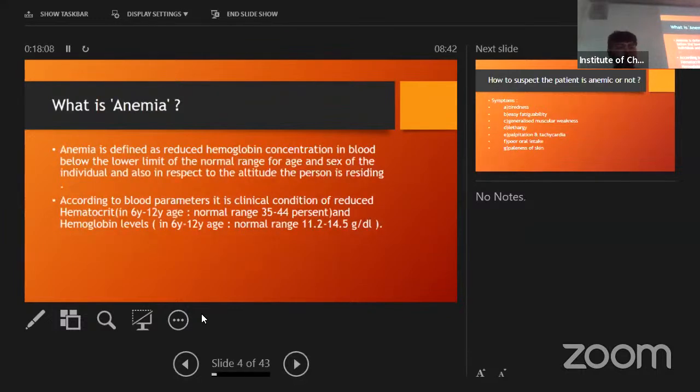So what is anemia? Anemia is defined as reduced hemoglobin concentration in blood below the lower limit of normal range for age and sex of the individual, and also with respect to the altitude the person is residing. According to blood parameters, it is a clinical condition of reduced hematocrit and hemoglobin levels.